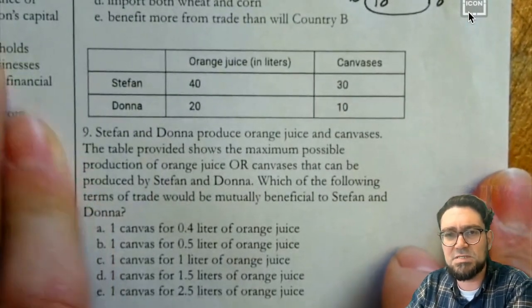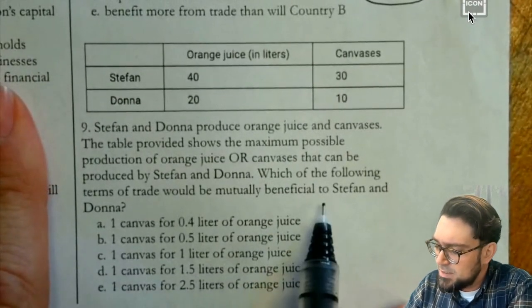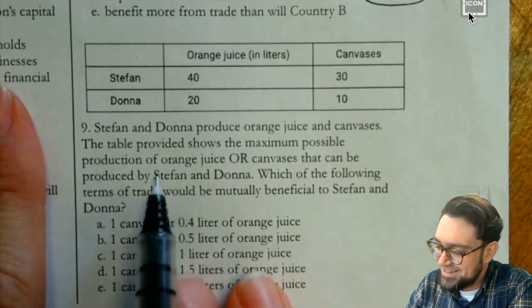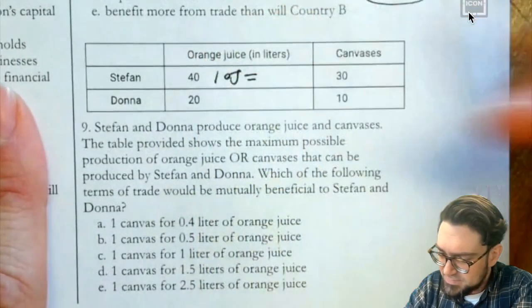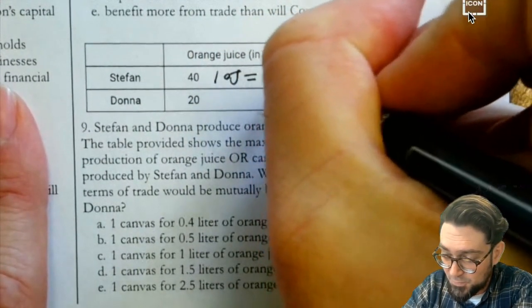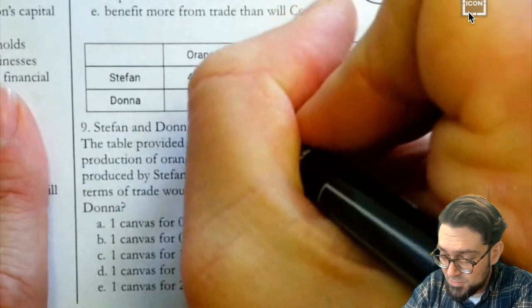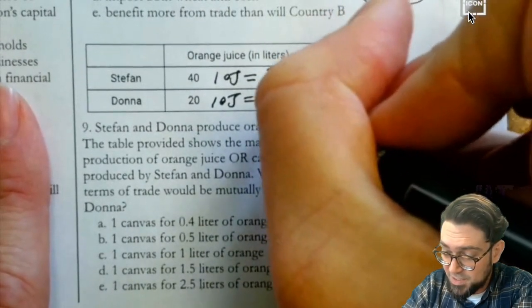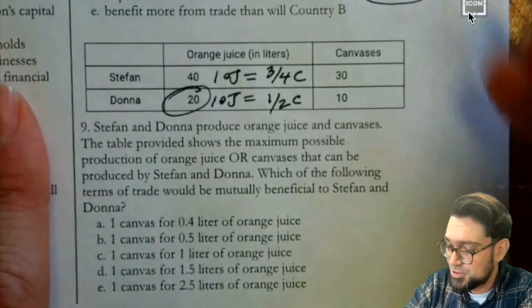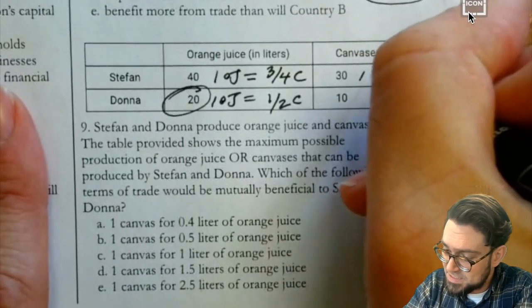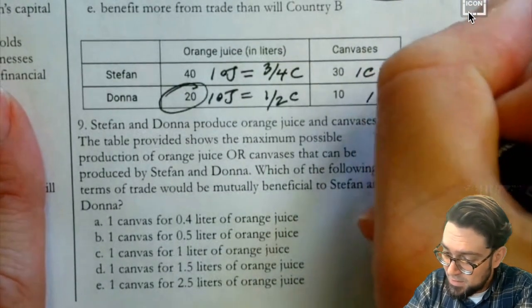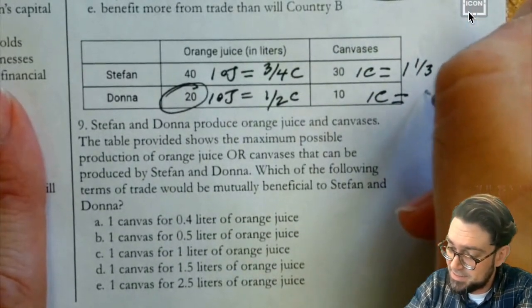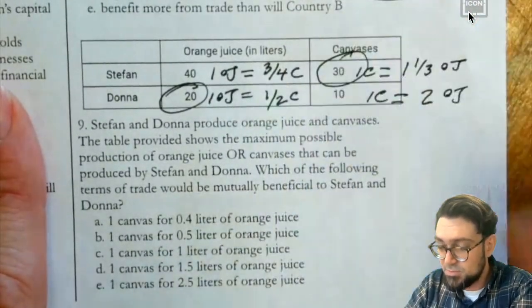And then last but not least, Stefan and Donna, they make orange juice and canvases, which is weird, weirdos. Sorry. They show this, which of the following terms of trade would be mutually beneficial? So 1 OJ is equal to 30 over 40. That's 3/4 of a canvas. 1 OJ here is 10 over 20. That's 1/2 of a canvas. So Donna should make orange juice. We know that. And then for Stefan, 1 canvas is 40 over 30. That's 1 1/3 OJ. 1 canvas, 20 over 10, is 2 OJ. So Stefan should make canvases.